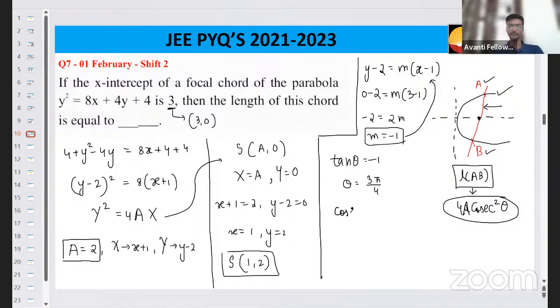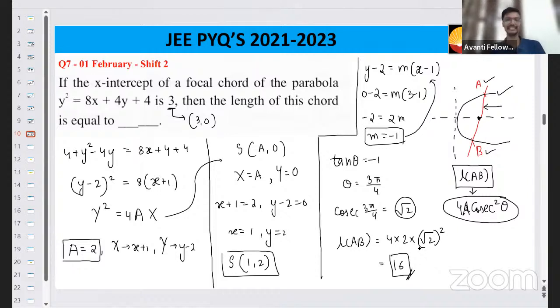So what is cosec of 3 pi by 4, that is 135 degrees? Sine 135 is 1 by root 2, so cosec is root 2. So the length of the focal chord AB is 4 into 2 into root 2 whole square. Now it's fine. 4 twos are 8, 8 into 2 is 16 units. So the length of the focal chord is 16 units.